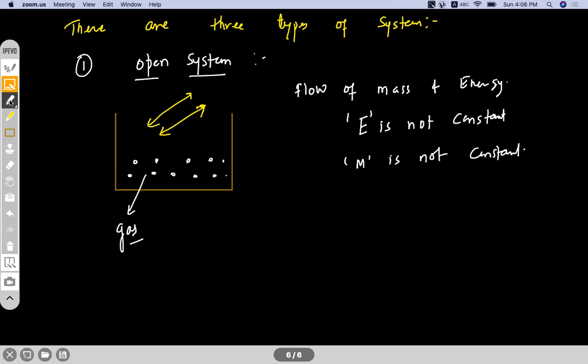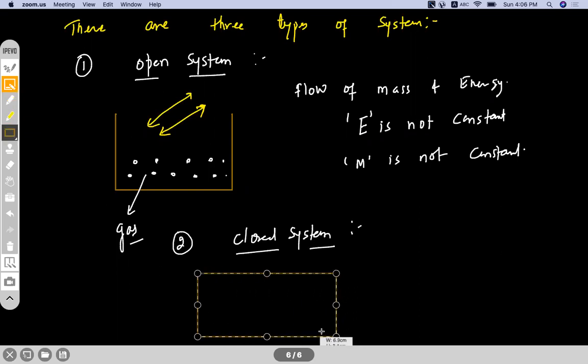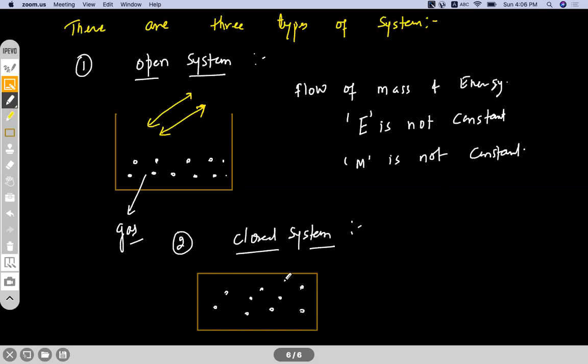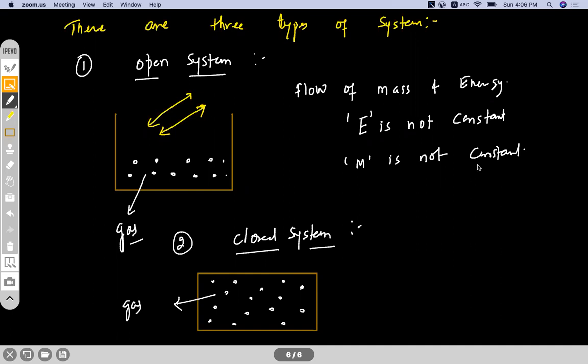Okay, another type of system we have, we call it closed system. In closed system, we have a closed container, simple, right? But again, we have gaseous molecules present in the system. Again, the system is this gas only, but the container is closed. So the entire system is the closed system we have, correct? Since the container is closed, gas cannot escape into the atmosphere or surroundings, right? However, across the wall, heat exchange is possible, isn't it?